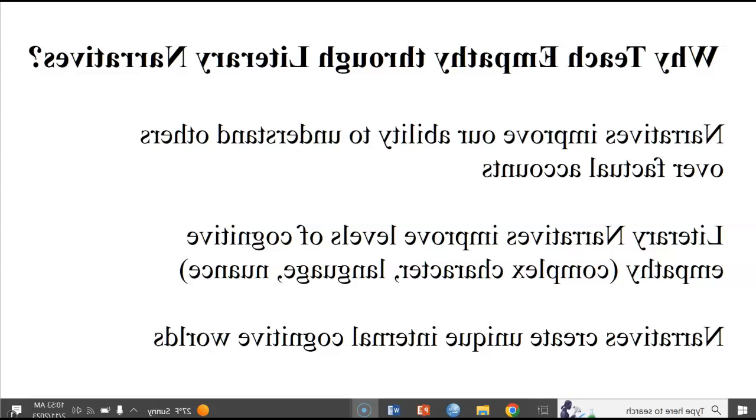So reading a literary narrative, pre and post, your ability to theorize what other people are thinking improves through studies. Lots of studies. What do I mean by literary narratives? I mean, we could spend all our time just thinking about that. I brought some examples. If you come to my office, I can give you some book examples.